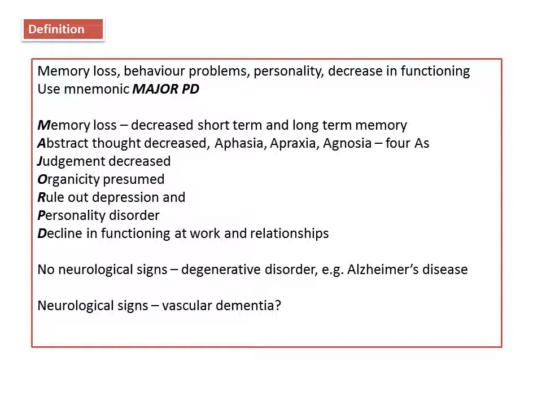It's important to note that if there are associated neurological signs, dementia could be of vascular origin. If there are no neurological signs, it is possibly due to a degenerative disorder like Alzheimer's disease.